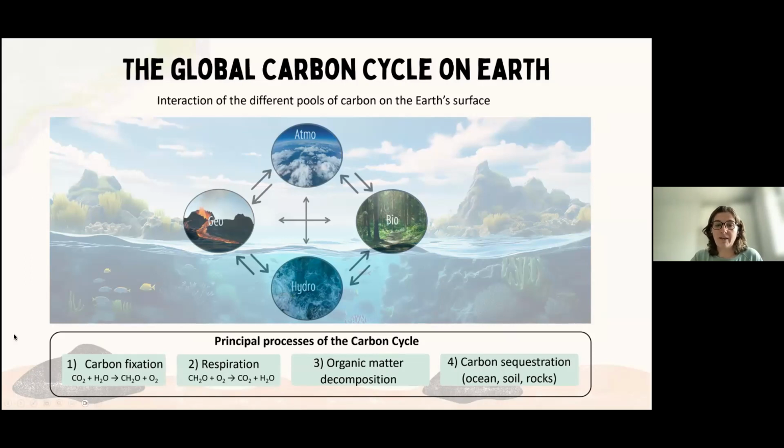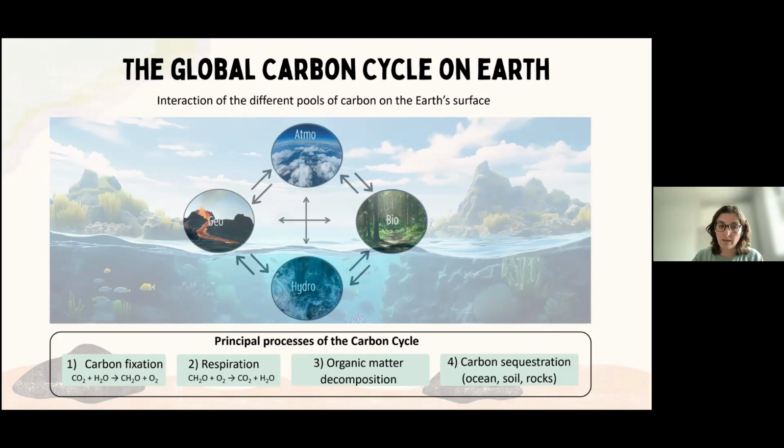So in the carbon cycle, there are many processes involved, but I would like just to mention the most relevant, which are the carbon fixation, so carbon dioxide from the atmosphere and water together are producing organic matter and release oxygen. Respiration, that is just the opposite. So organisms release carbon dioxide back into the atmosphere by breaking down organic matter to produce energy. Organic matter decomposition, that is breakdown of organic matter by microbes. And carbon sequestration, that is the process of storing carbon in long-lived reservoirs, like, for example, rocks.